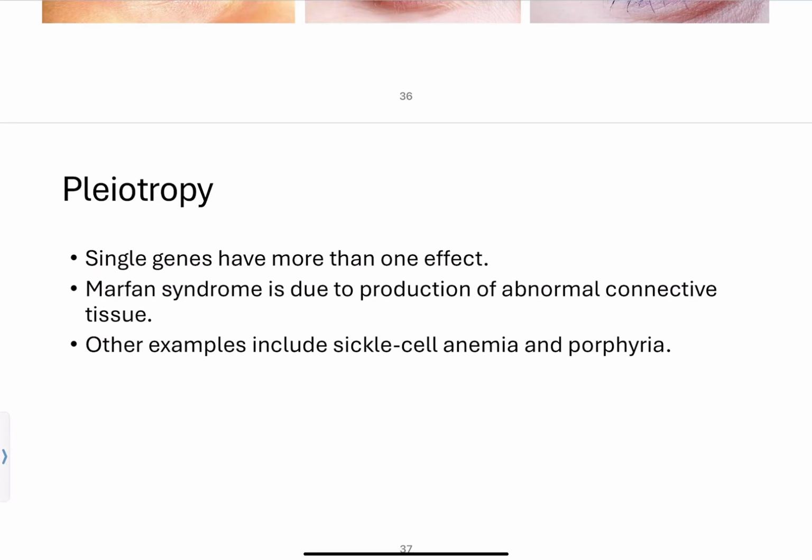Okay, so in Mendel's time, it was one gene equals one trait. But in reality, one gene can influence many seemingly unrelated traits, and this phenomenon is what we call pleiotropy. So there's some classic examples of pleiotropy.